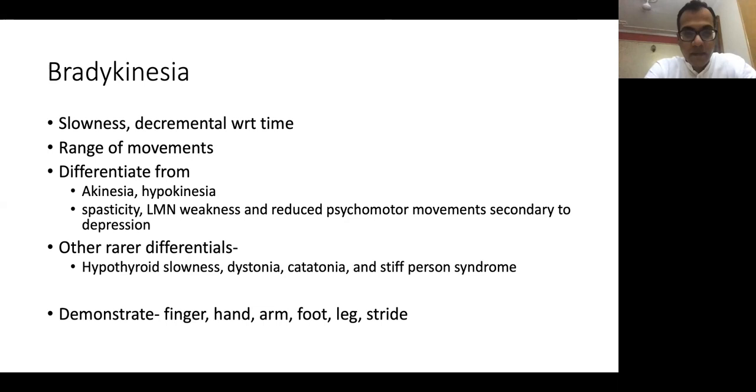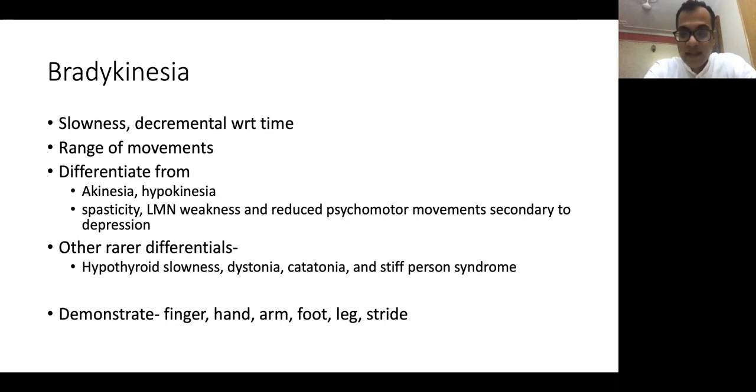Other rare differentials are hypothyroid slowness. Very rarely you may sometimes have dystonia, which is posturing of a limb which causes a reduction in movements, but that's not true hypokinesia or bradykinesia. Catatonic patients again will be really rigid, they may not move much, and you may wonder whether they actually have bradykinesia, as well as stiff person syndrome.